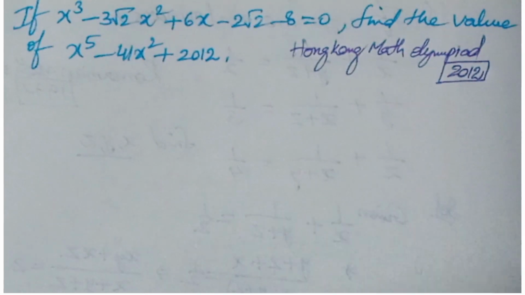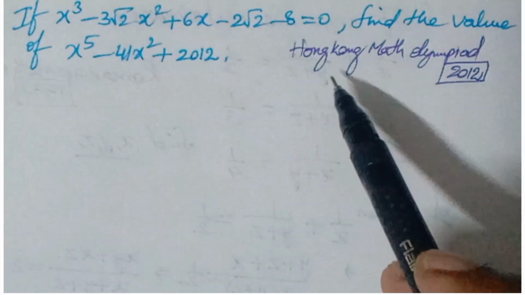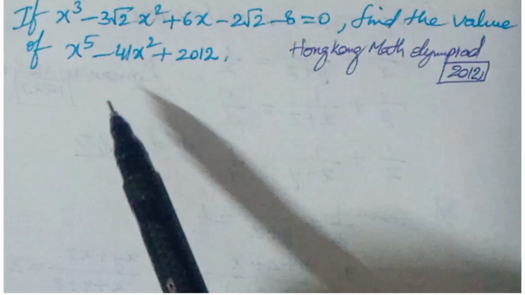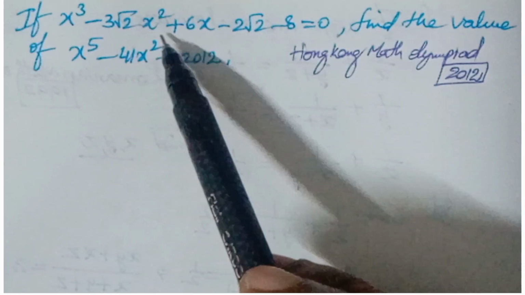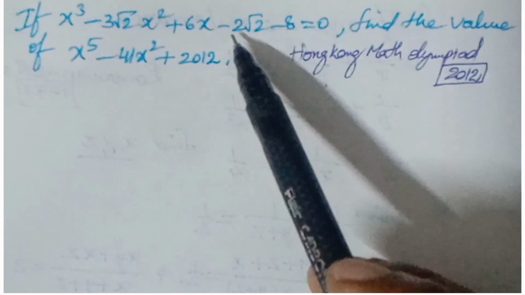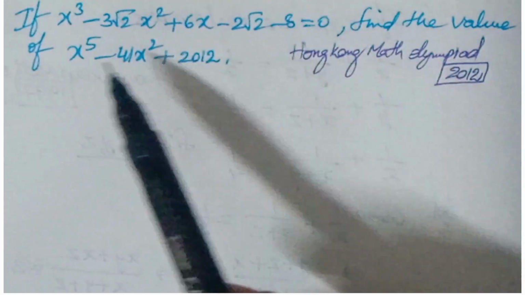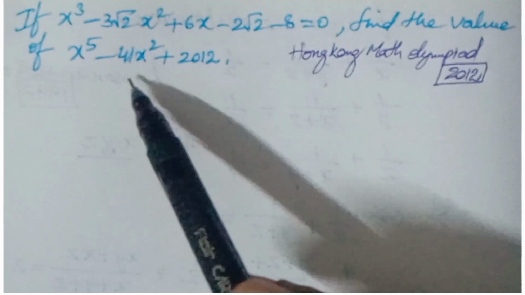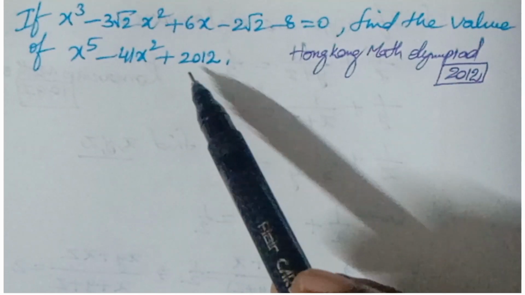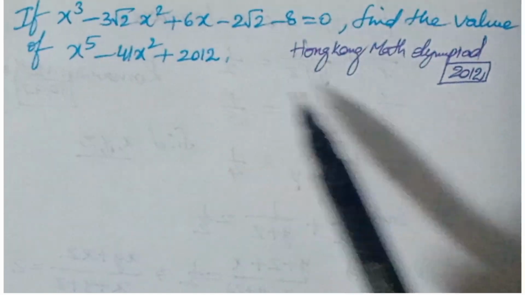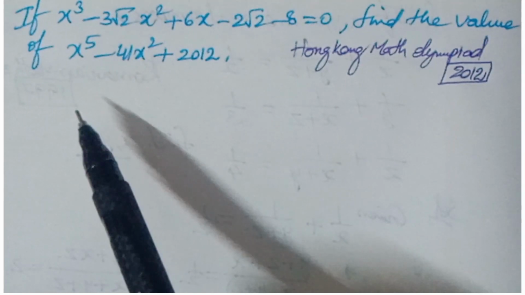Today we are exploring one equation from the Hong Kong Math Olympiad 2012. The question is: if x cube minus 3 root 2 x square plus 6x minus 2 root 2 minus x equal to 0, find the value of x power 5 minus 41 x square plus 2012. So it is given in 2012, and we are going to solve this problem.